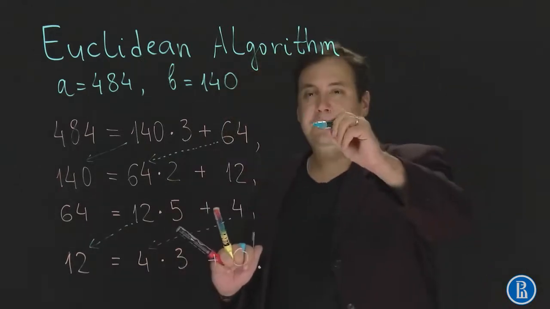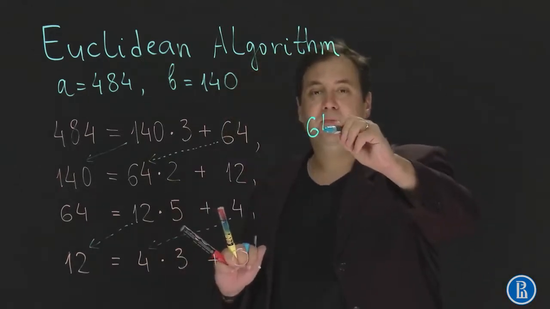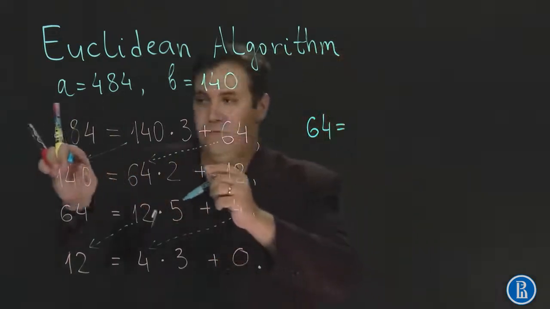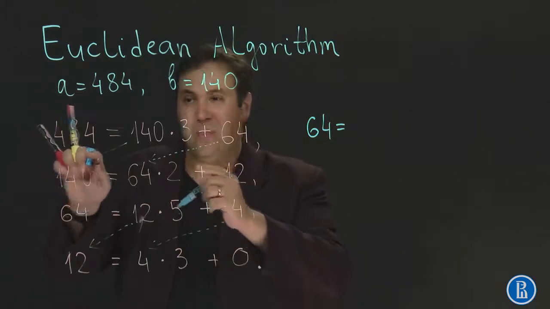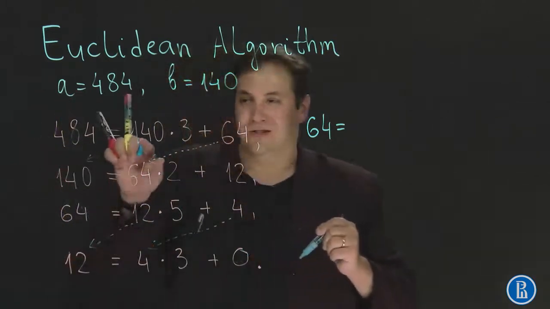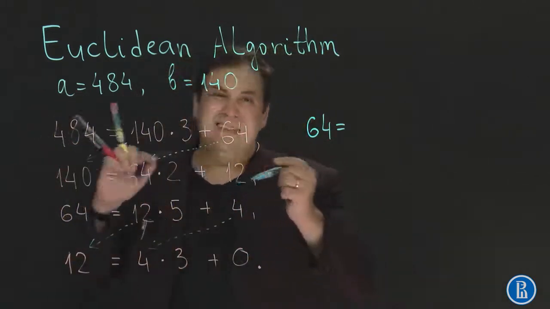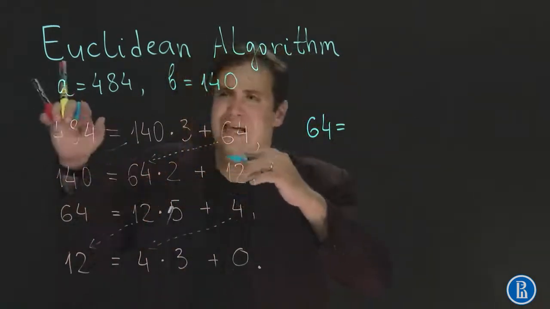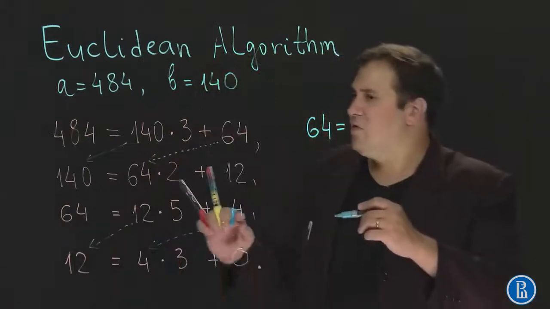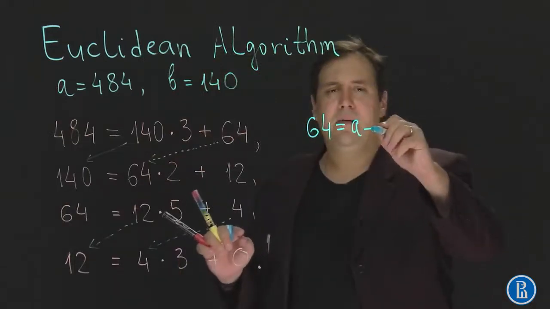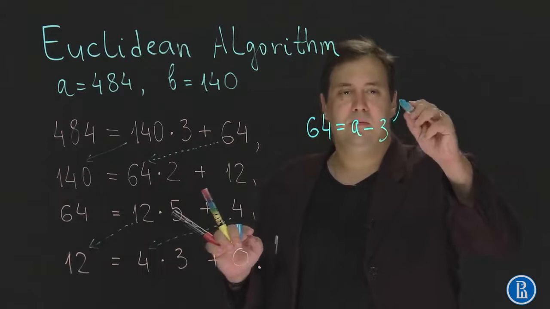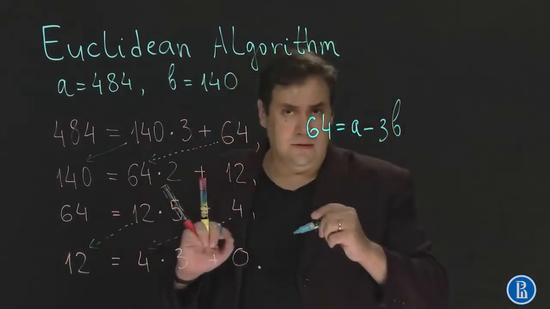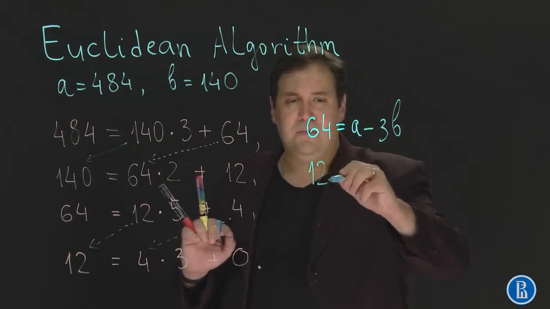Well, first, 64, we see that 64 is 484 minus 140 multiplied by 3. But it will be difficult for me to write these numbers. I'll just write a and b. So 64 is a minus 3b. And the second remainder, 12.